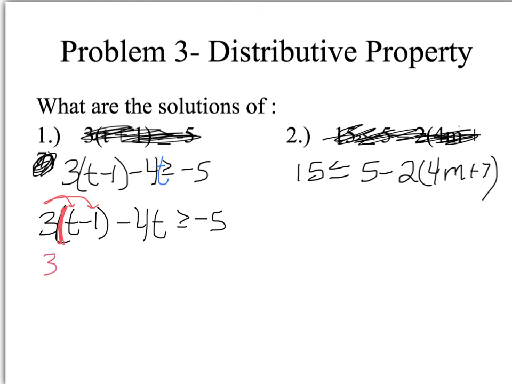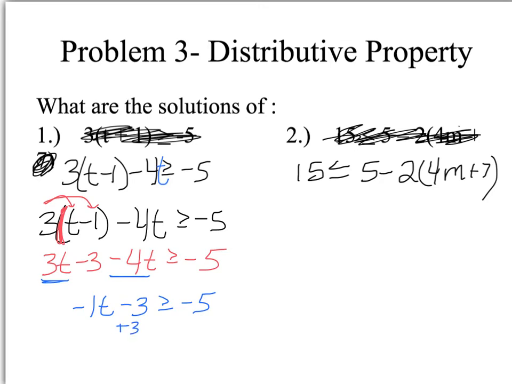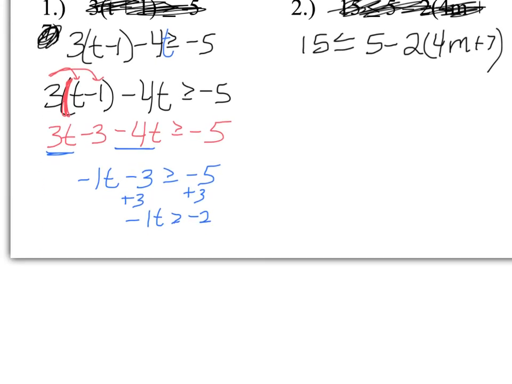So distribute, and we have 3t minus 3. Then we still have minus 4t is greater than or equal to minus 5. Now the 3t and the minus 4t, we can combine those, and that's going to be minus 1t minus 3 is greater than or equal to negative 5. Then to solve for t, we need to add 3 to both sides. So we have minus 1t is greater than or equal to negative 2, and then divide both sides by negative 1. And when you divide by negative 1, you have to flip the inequality sign. So we have t is less than or equal to just 2.